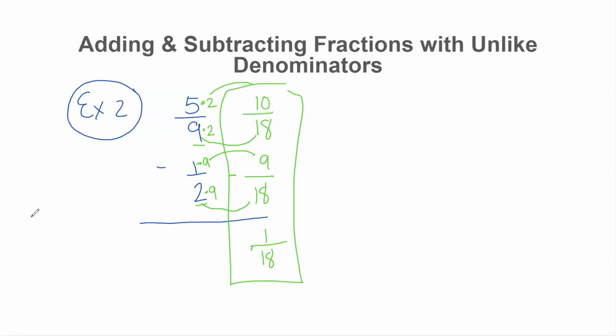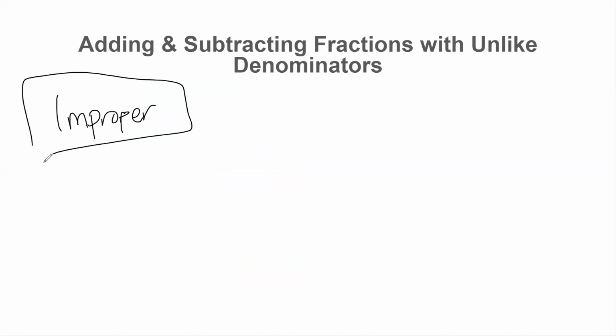Okay, let's go on to adding and subtracting with unlike with improper. It's really the same. Okay. Let's do example 1. Let's do some adding. I'm going to do 6/5, so that's improper because the top is bigger than the bottom. Plus 4/3. That's improper as well because the top is bigger than the bottom. But it doesn't matter. We're going to do this the exact same way.